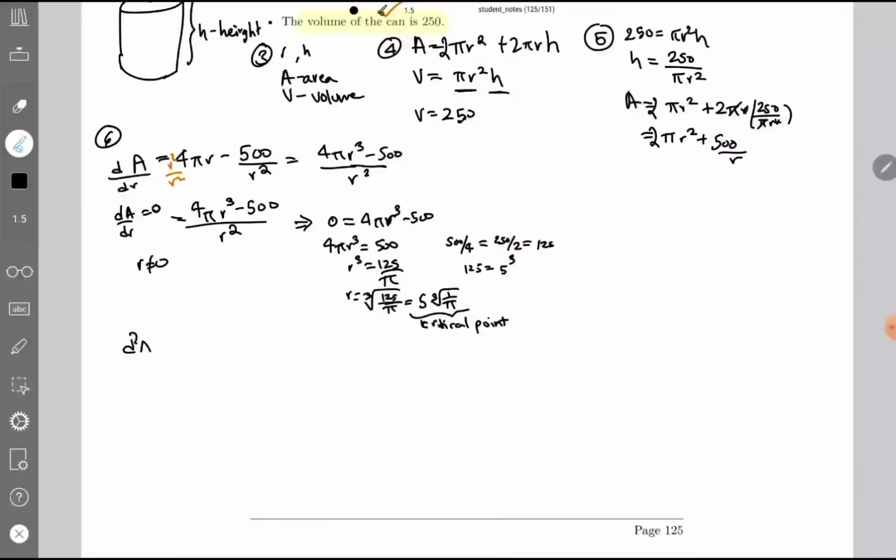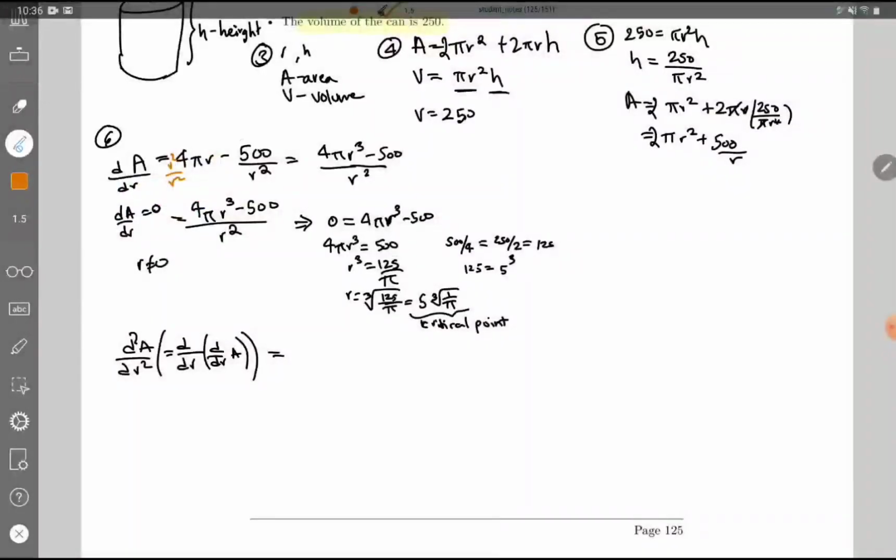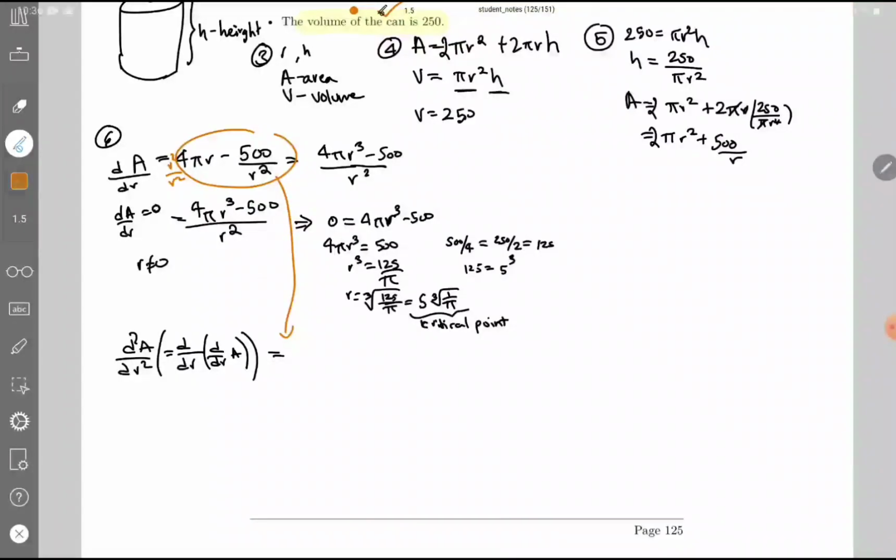So d squared A over dr squared. Remember, this is just d dr of d dr of A. So this is just the second derivative of this function. And maybe for us, taking this top one is going to be easier. So what do we have? We have 4 pi plus 2 times 500 over r cubed. So this is what you should have gotten for the second derivative.